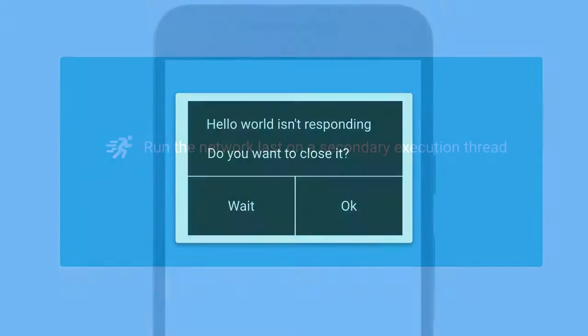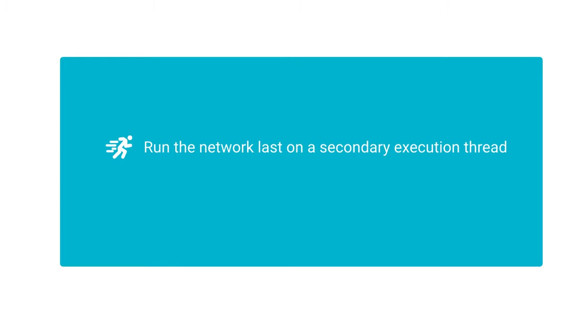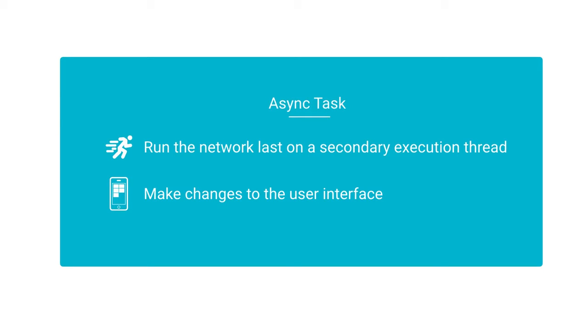So to use network, we need to run the network task on a secondary execution thread. But we need to make changes to the user interface, like setting the text view to show the result, in the UI thread. Fortunately, Android provides a helpful framework pattern to do this. Enter async task.